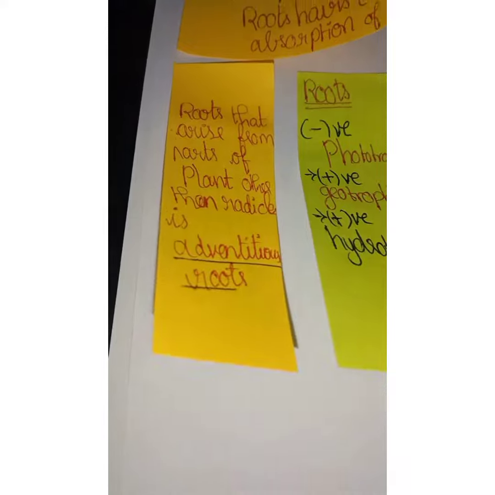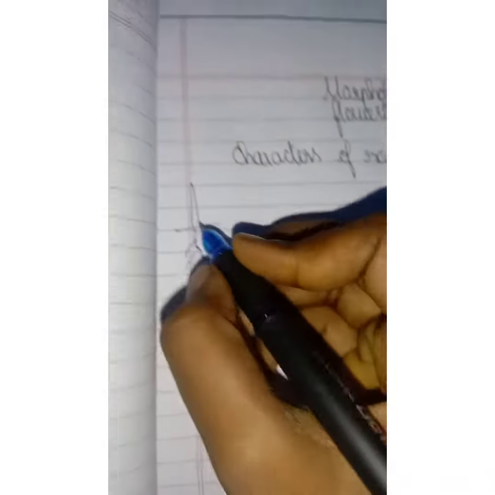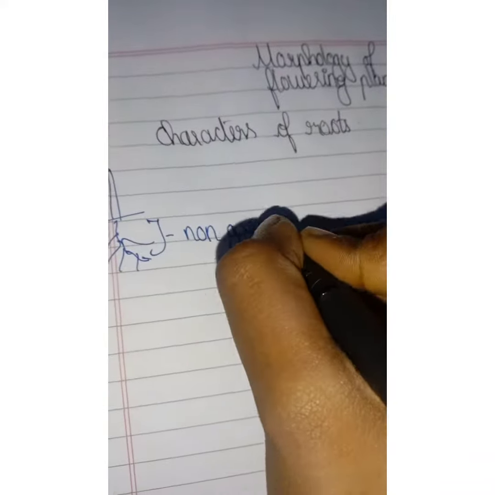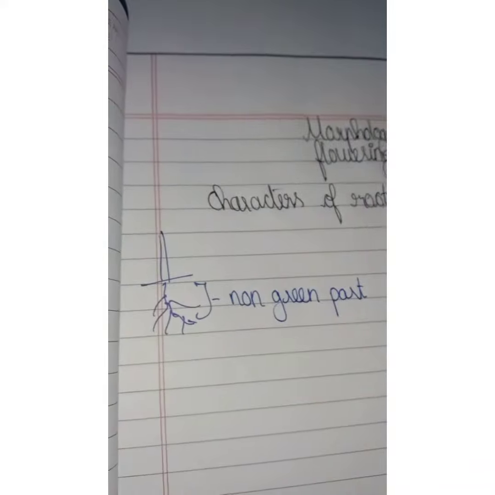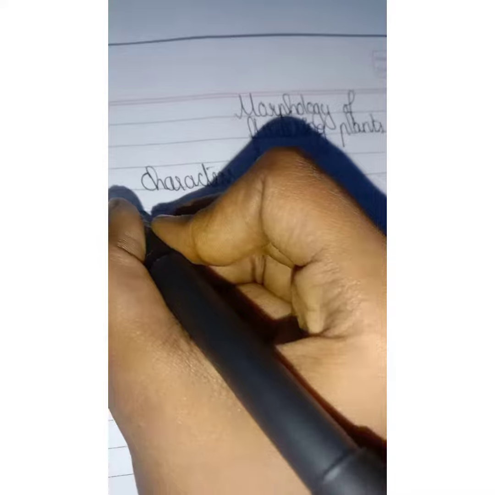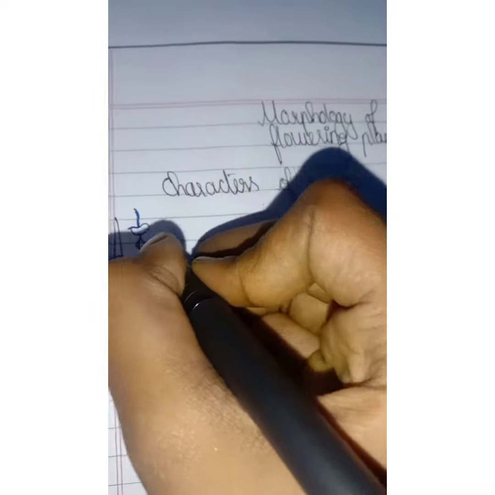Now we are going to see the characteristics of roots. The first thing is that the root is the underground, descending, non-green portion of the plant axis, which develops from the radicle. The radicle is nothing but the part of the seed which comes out like this. This is above the stem, and this is known as the root.